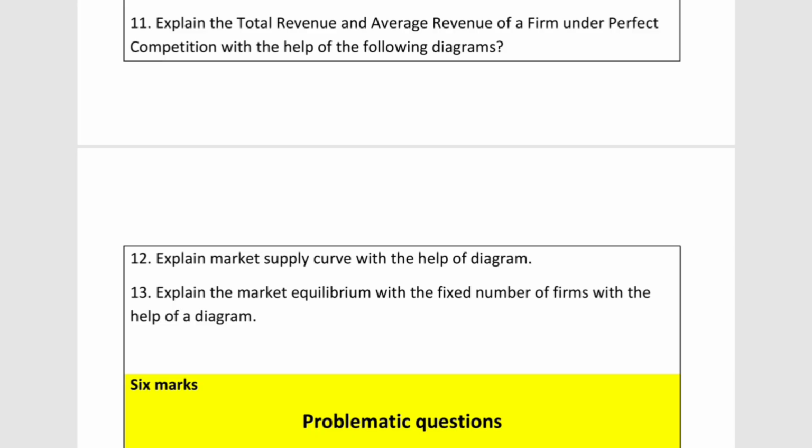Okay, under market equilibrium I have just taken one question because there is a situation where they are going to raise the problem from this chapter. Okay, so one question you need to study is explain the market equilibrium with the fixed number of firms with the help of a diagram. Okay, you need to study this one question from market equilibrium.